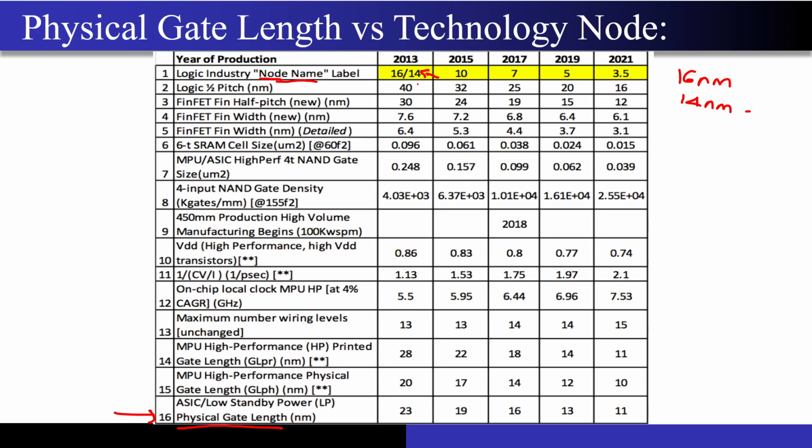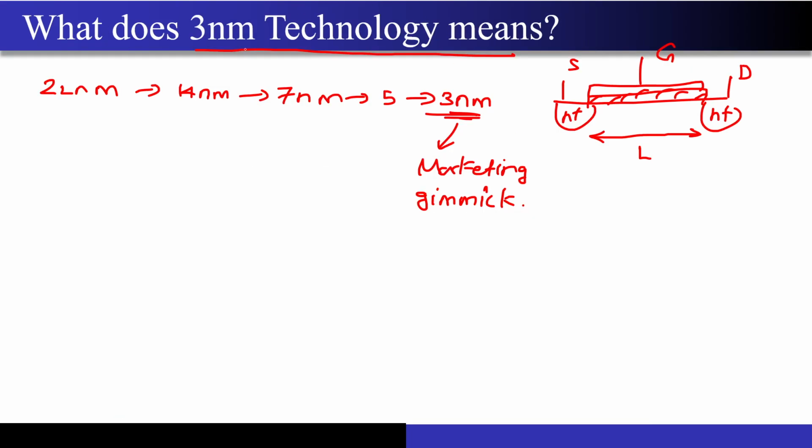So this 16/14 nanometer node actually had a physical gate length of 23 nanometer. Now when you come to the 7 nanometer marketing node, it actually had 16 nanometer of gate length. If you come to this 5 nanometer, then it has almost 13 nanometer of physical gate length present. So now what does this 3 nanometer actually mean?